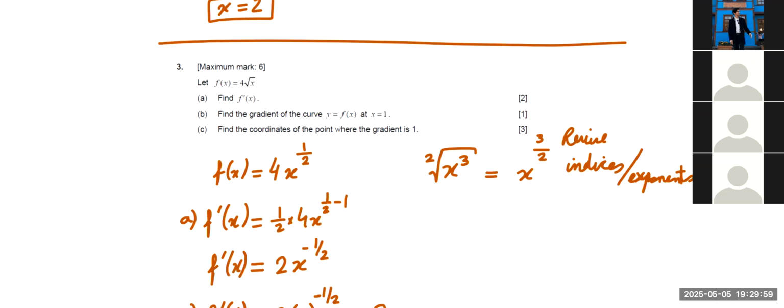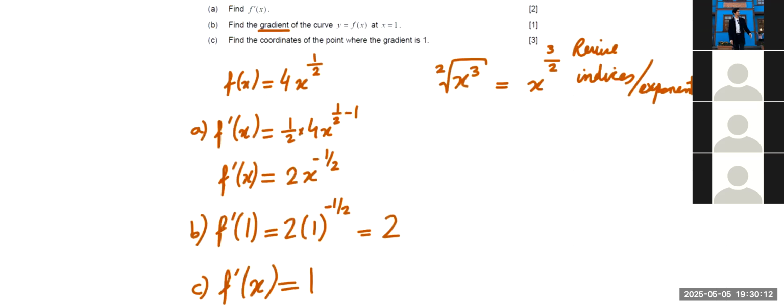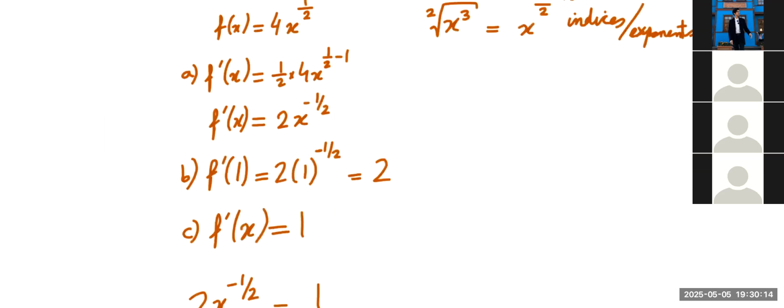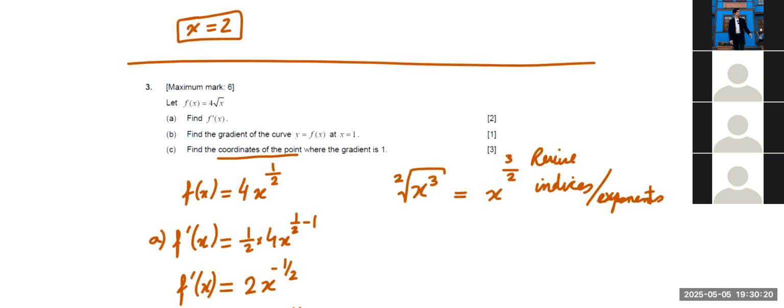That's basically it. That essentially just means plug x equals 1 into the derivative, because whenever you're told to find the gradient, you need to find the value of the derivative, because the value of the derivative is the gradient. So you plug in x equals 1 into the derivative, solve, solve, solve, and you get this answer. That's it. Last part says find the point where the gradient is 1.